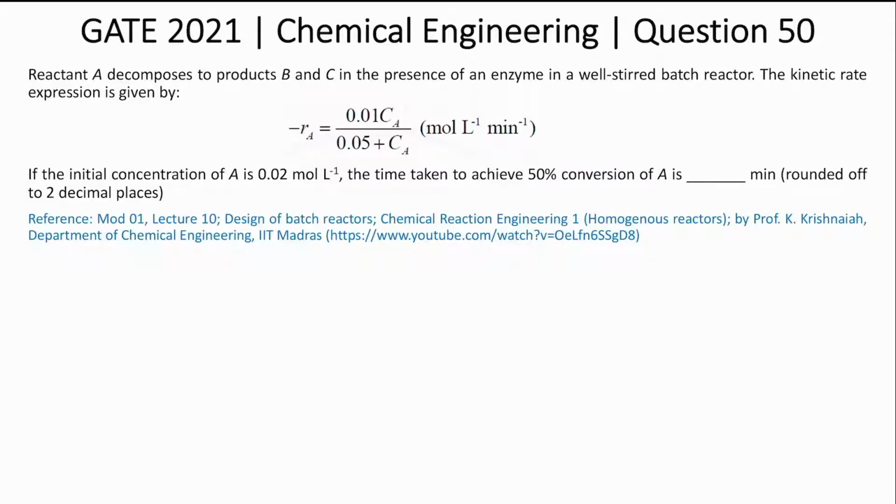Reactant A decomposes to products B and C in the presence of an enzyme in a well-stirred batch reactor. The kinetic rate expression is given by minus Ra is equal to 0.01 Ca by 0.05 plus Ca in mole per liter per minute. If the initial concentration of A is 0.02 mole per liter, the time taken to achieve 50% conversion of A is dash minutes rounded off to 2 decimal places.